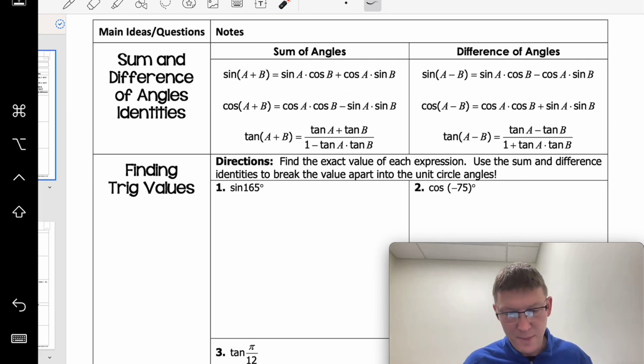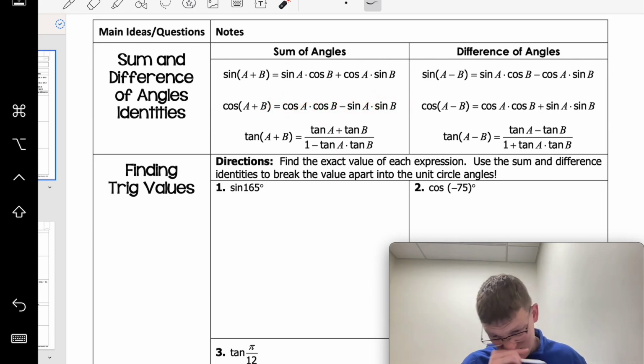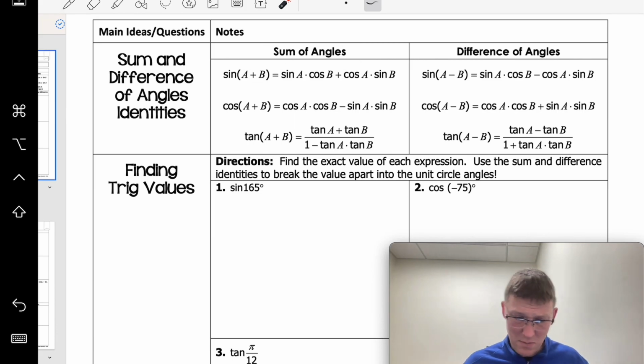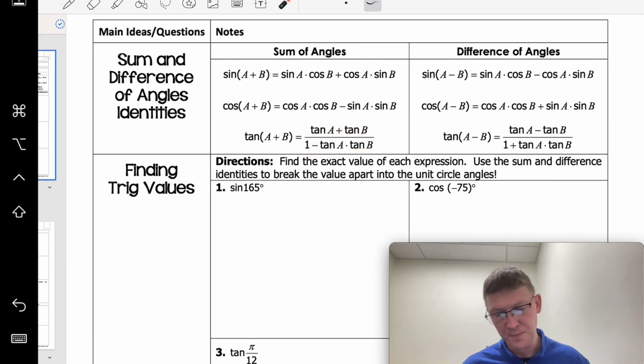But either way, same thing for cosine of a plus b: cosine of a times cosine of b minus sine of a times sine of b. So again, there's kind of a pattern here, but man, it's really hard for me to remember everything, but it's okay. So then we got tangent of a plus b. This one's good fun. Tangent of a plus tangent of b, over 1 minus tangent of a times tangent of b.